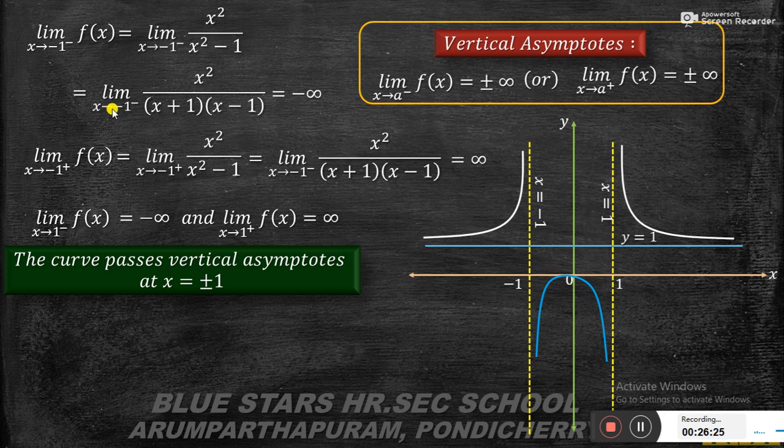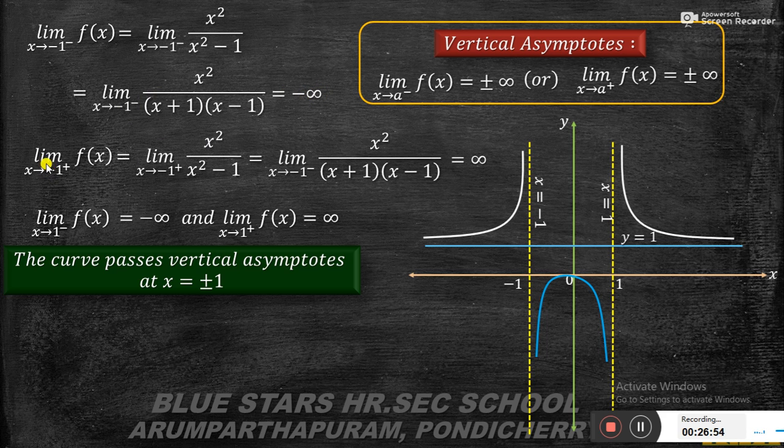So now I substitute x tends to minus 1, meaning I substitute x equal to minus 1. So minus 1 whole square is 1. And in the denominator I substitute minus 1 plus 1, which is 0. So 1 by 0 is infinity. Now you see the limit x tends to minus 1 power minus means it represents the left limit. So for my left limit we take minus infinity. So the left hand limit of infinity is minus infinity.